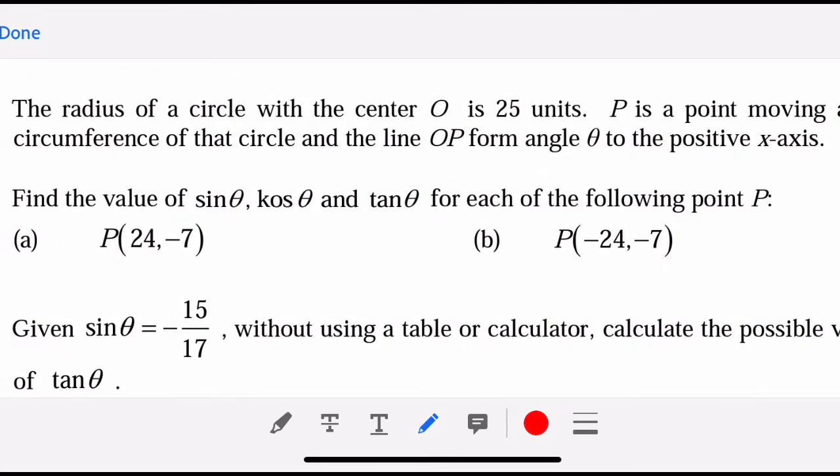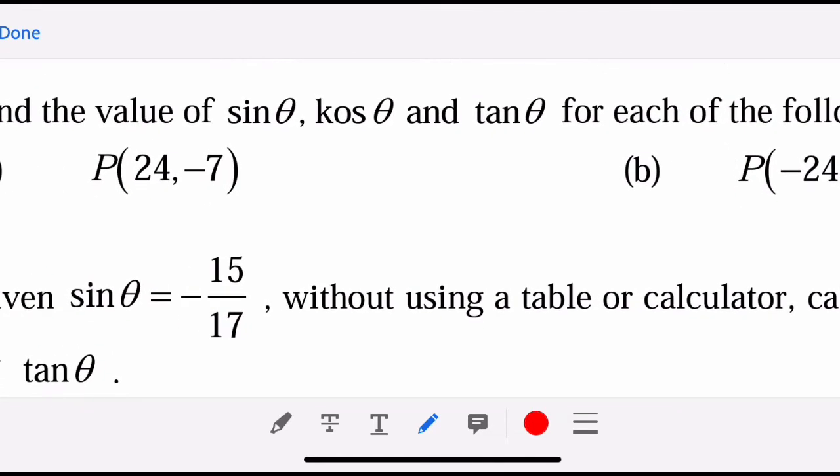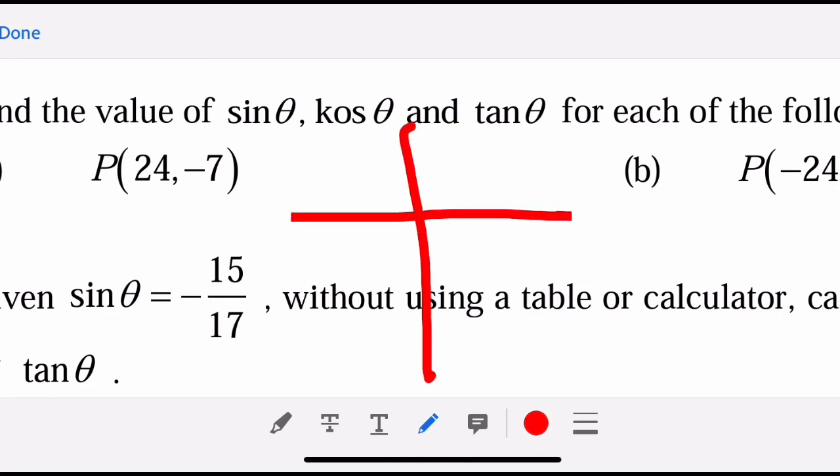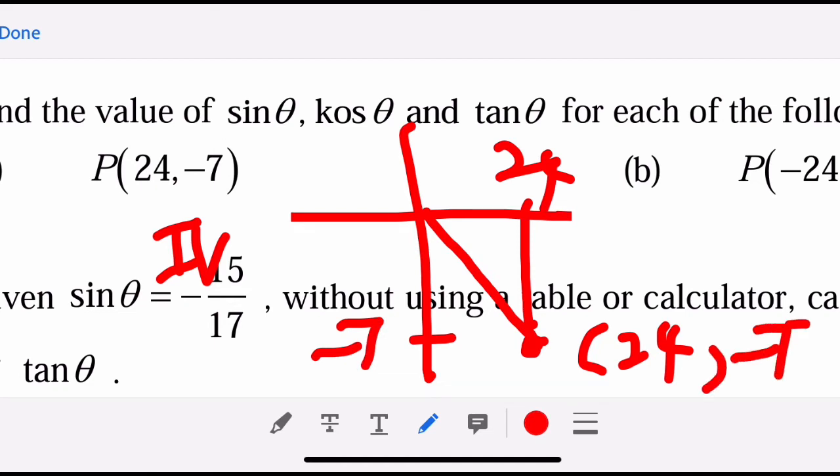So let's say you want to find sine theta and cos theta for the following point. When I look at here, I will go to the fourth quadrant, right? So I will draw the butterfly. You can draw like this. The point here is 24, and this is negative 7. So 24, negative 7.